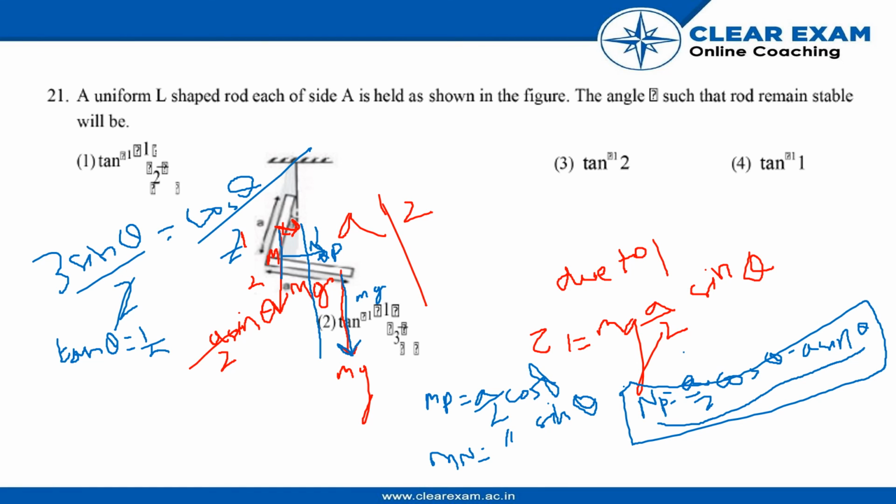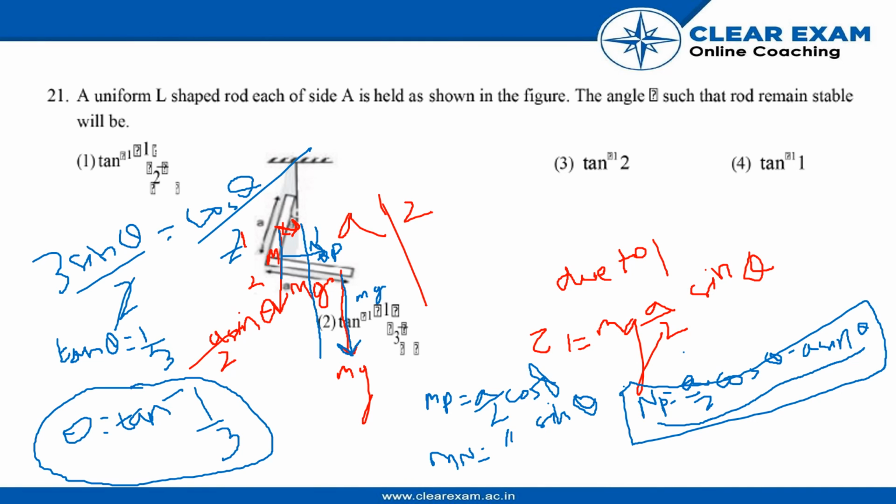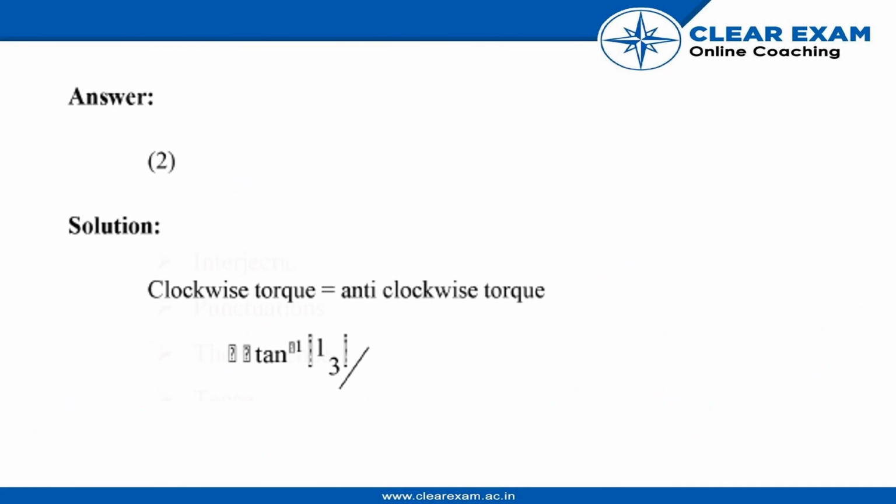So our theta will be nothing but tan inverse of 1 by 3, which is our final answer. So our answer is 2. The second option is not given here, it's a misprint. So we can make out with this that our answer is 2. Thank you.